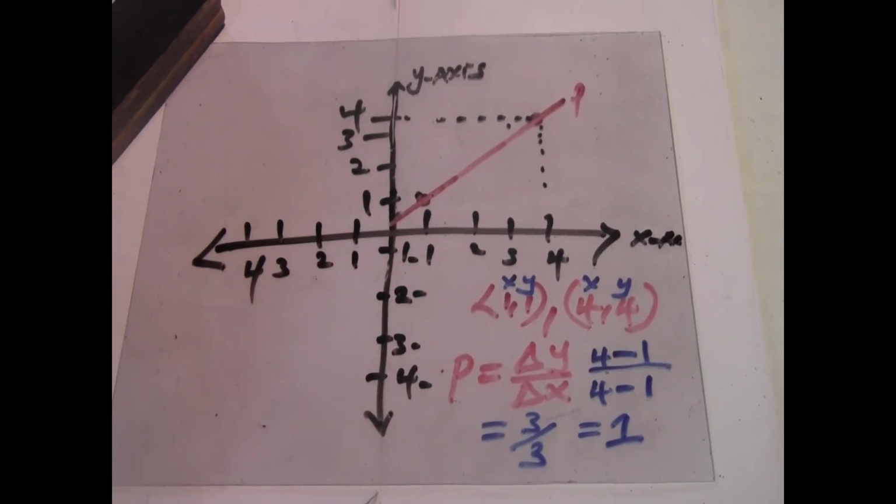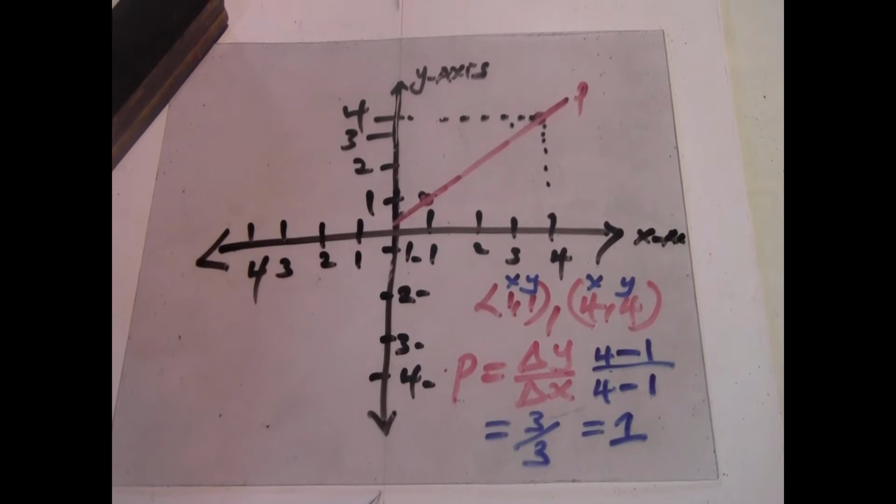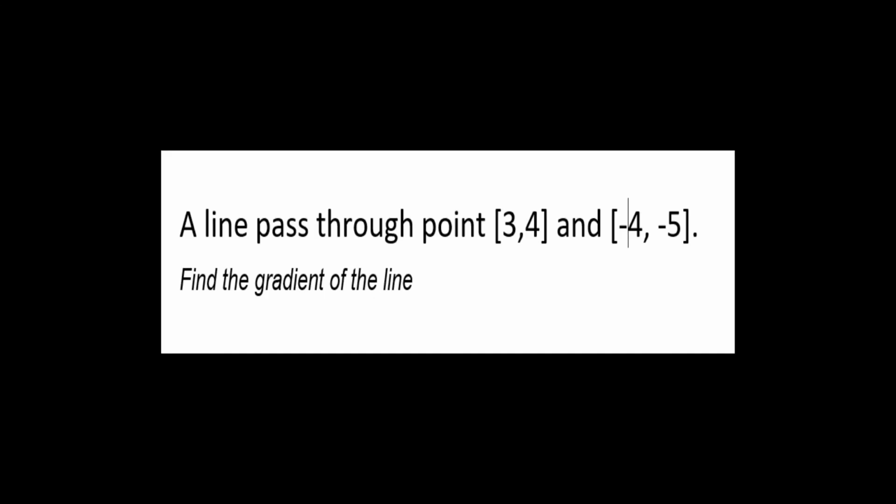We can also have another example. For example, a line passes through the point 3, 4, and the line passes through the other point, negative 4, negative 5. They say find the gradient of that line.